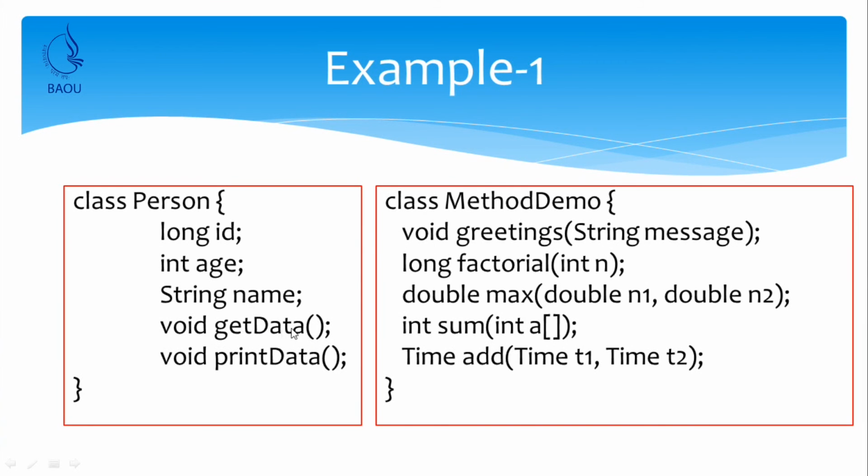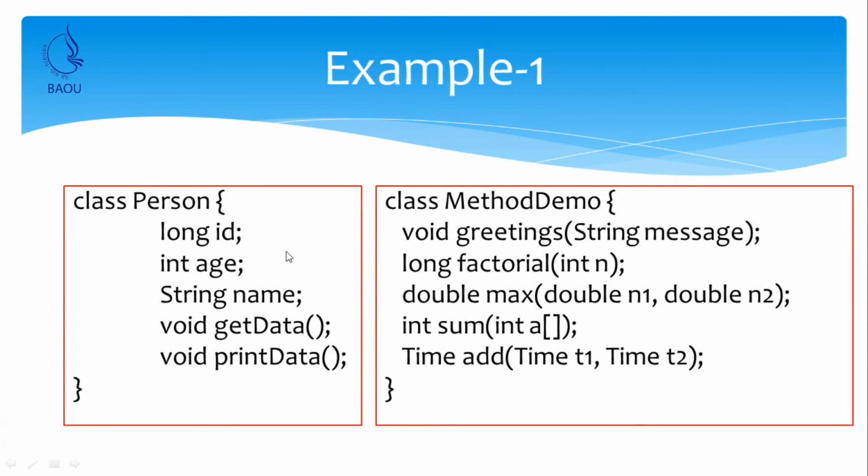So, this get data method is used to read ID, age and name from the user, and another method we define is void print data, which is used to print these three values. Now, how to call these methods? If the person object is p, then we can say p dot get data will call this method and p dot print data will call this method.